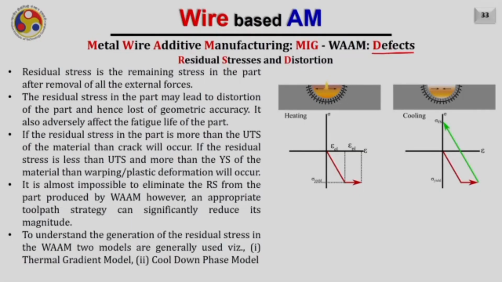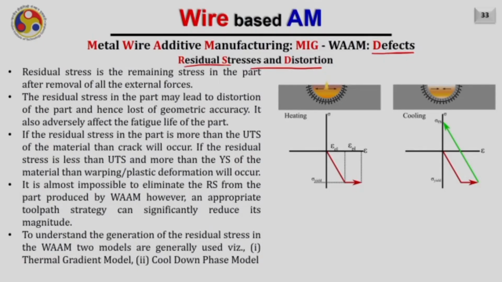Now let us discuss the defects we usually face in the wire arc additive manufacturing process. The first major defect is residual stress and also distortion. Residual stress is the remaining stress in the part after removal of all the forces. The residual stress in the part may lead to distortion of the part and hence loss of its geometric accuracy.